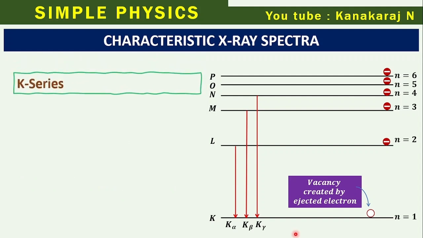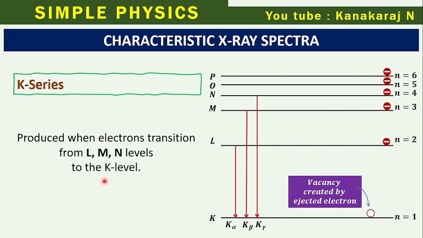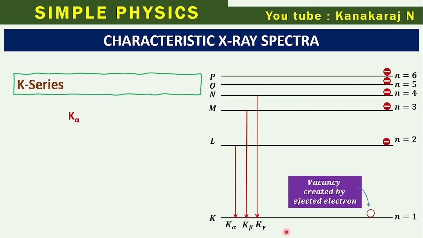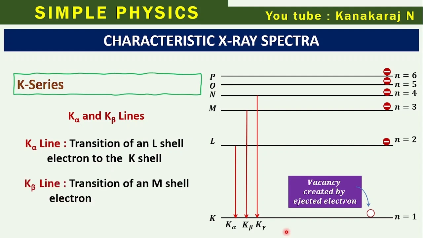K series. The K series is produced when electrons transition from L, M, N levels to the K level. K alpha and K beta lines. K alpha line: transition of an L shell electron to the K shell. K beta line: transition of an M shell electron to the K shell.